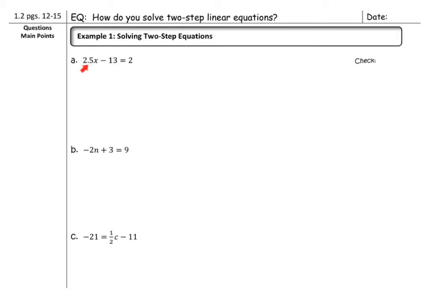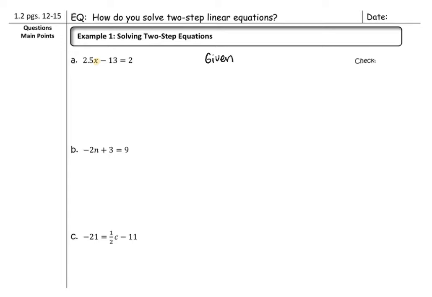So here we have 2.5x minus 13 is equal to 2. Remember that we want to start on whatever side the variable is on. And my job is to undo everything on this side so I can get the x by itself. We're going to handwrite our properties and stuff over on the right-hand side just to justify our steps.